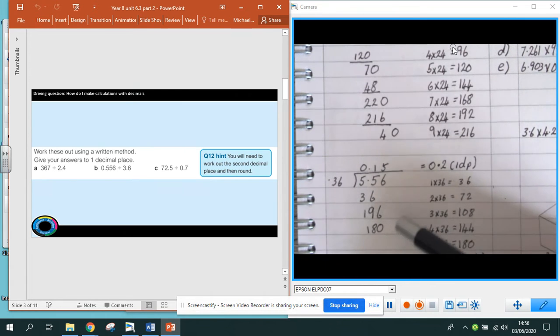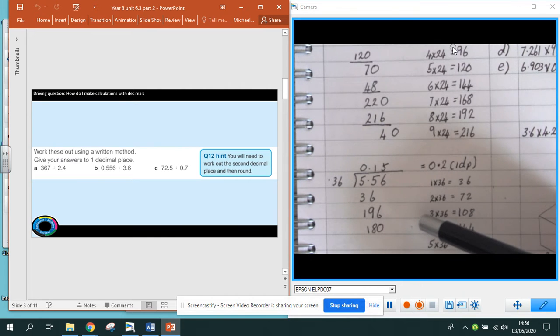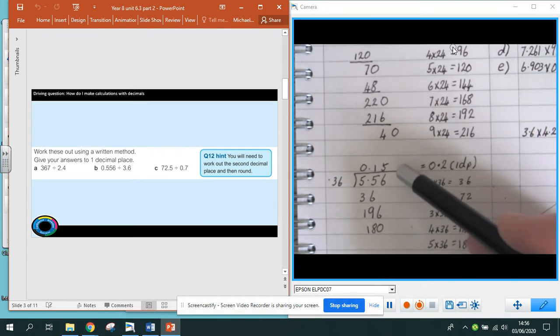I only had to get to the end. I didn't have to go any further than this. I found 2 places of decimals. I've got a 5 there. Because it's a 5, I know I've got to round up. There's no point in going any further. So my answer is 0.2. So even though that looked like quite a complicated question, it actually worked out very, very easily.